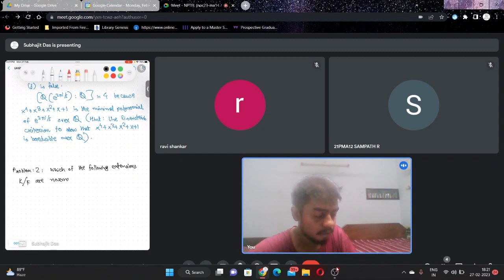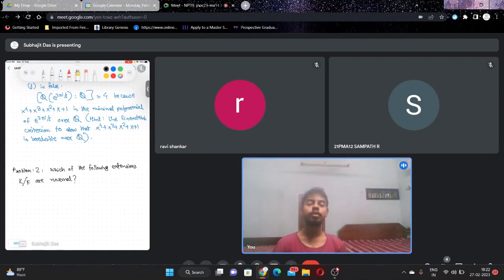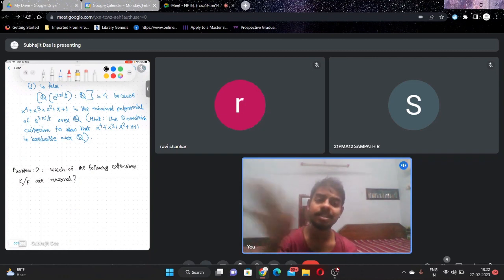So everyone is okay with what normal extensions are, right? I defined it just now, but just to reiterate, an extension E over F is said to be a normal extension if it is an algebraic extension and every irreducible polynomial over the base field F that has a root in the extension E splits completely over E into a product of linear factors.